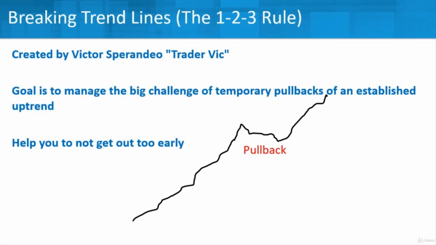There are also some interesting rules out there, or different ways you can approach it too. Beyond this, that's the core part. One interesting one is the 1-2-3 rule, created by Trader Vic, a famous trader and author as well. And the goal of all this is to manage a big challenge of these temporary pullbacks.